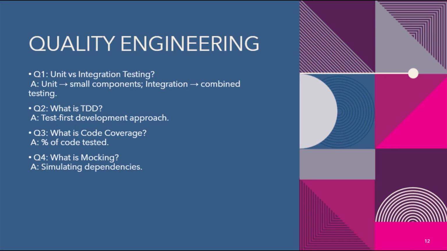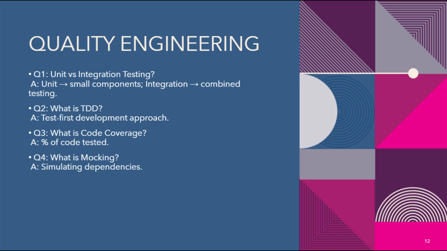Quality engineering. Quality engineering is explicitly mentioned in the JD, so testing concepts are very important. Unit testing verifies small pieces of code like methods or classes in isolation, while integration testing checks how multiple components work together. TDD, or test-driven development, means writing tests before implementation. This encourages better design and ensures requirements are clear from the start.